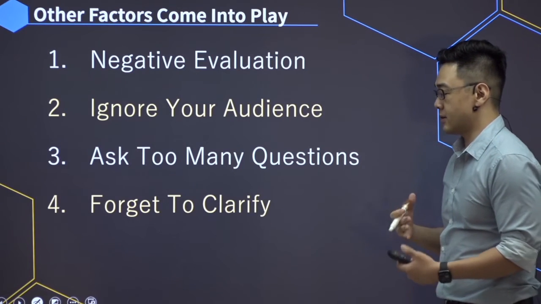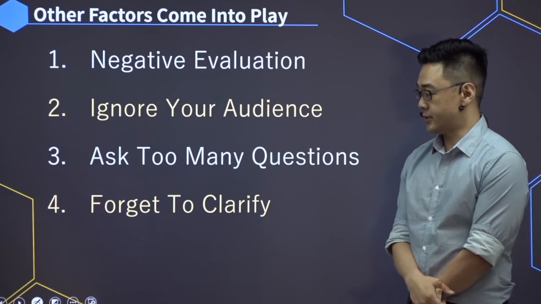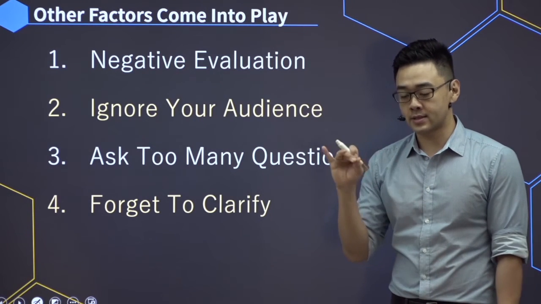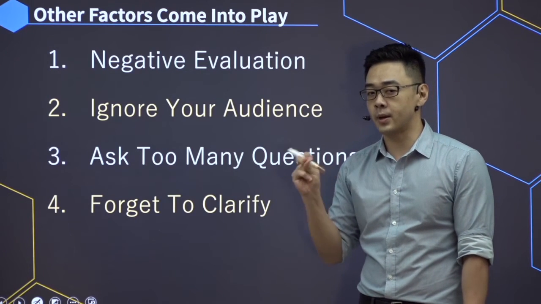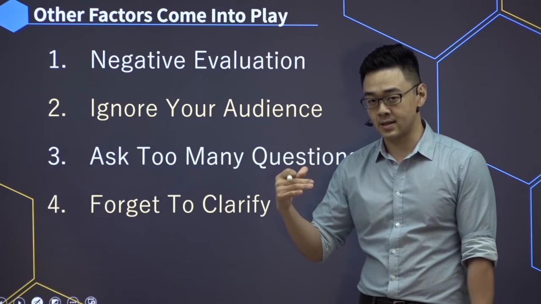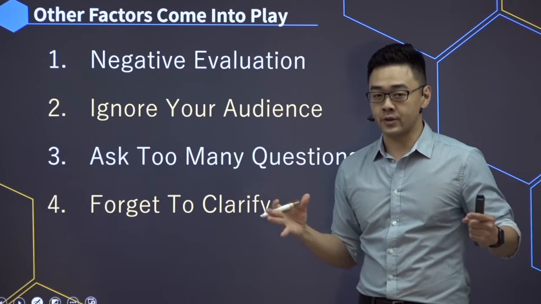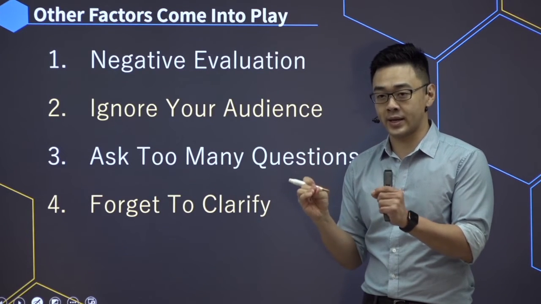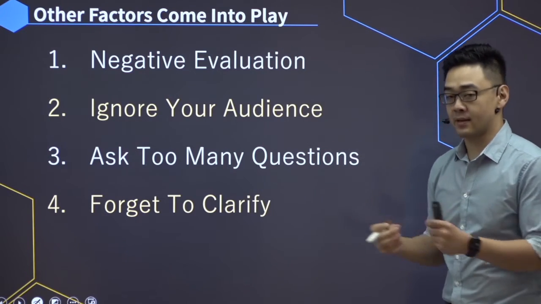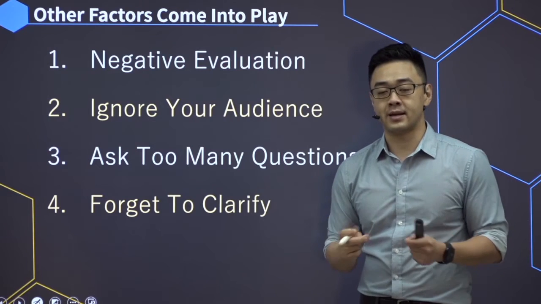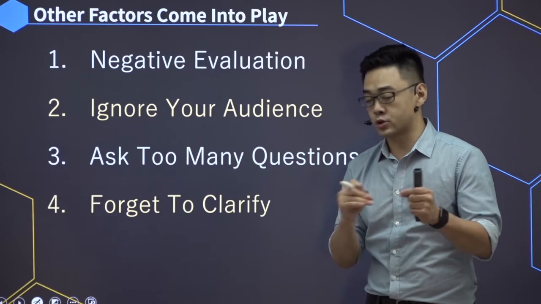And number 4 is you forget to clarify. So how do we clarify in a presentation? When you know that the idea or concept that you are covering is a little complex, and might need more time to process the information, after you talk about the general idea, you want to give them a quick summary and say, okay, to put it simply, the idea just means this and that, in a simple metaphor or example, so they would understand what you're trying to say.